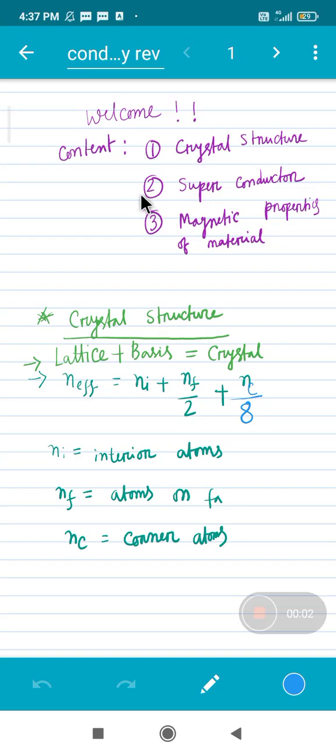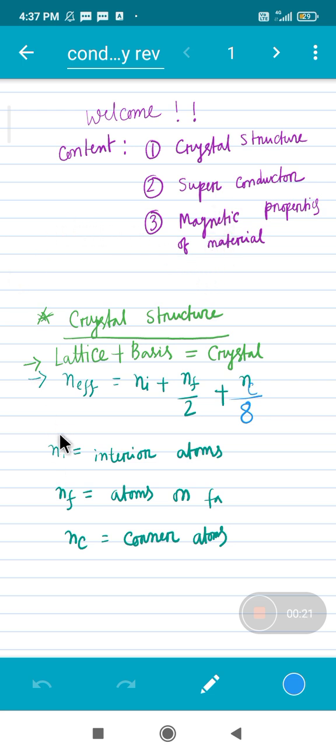Okay, so in today's lecture, I will discuss some formulas for condensed matter physics, which will be helpful for competitive exams. Here I will mainly discuss two chapters: crystal structure and superconductor. And I will discuss a little bit of the magnetic properties of materials.